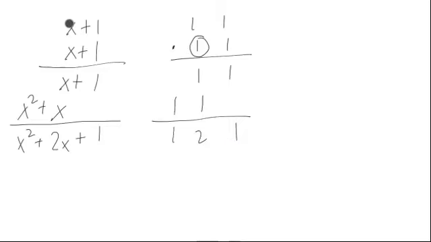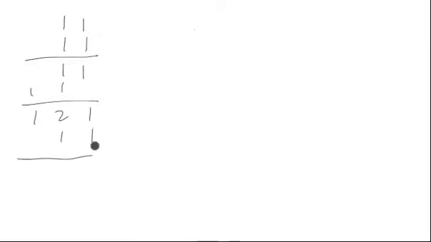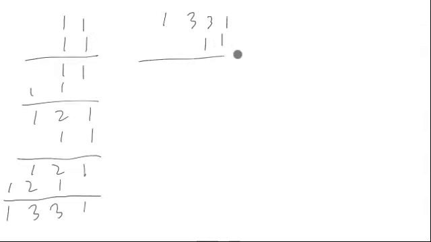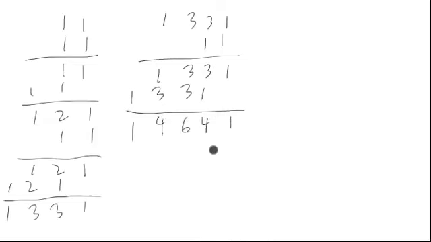Okay, so let's keep going with this. x plus 1 times x plus 1 gives us 1, 2, 1. Then we multiply by another x plus 1, and 1 times all that is just this line, and then 1 times all that is the same line just shifted over, to arrive at 1, 3, 3, 1. Now let's do it again. 1, 3, 3, 1 multiplied by x plus 1. So we have 1, 3, 3, 1. Then we have 1, 3, 3, 1 again. And we add to get 1, 4, 6, 4, 1. And we can keep going.